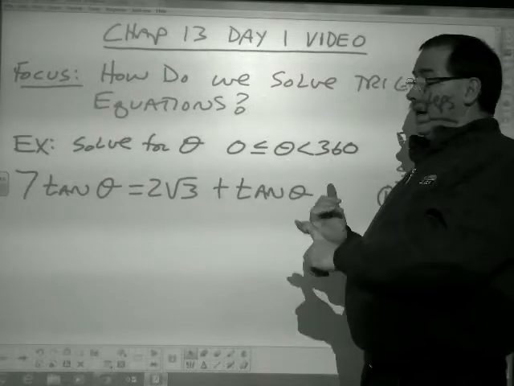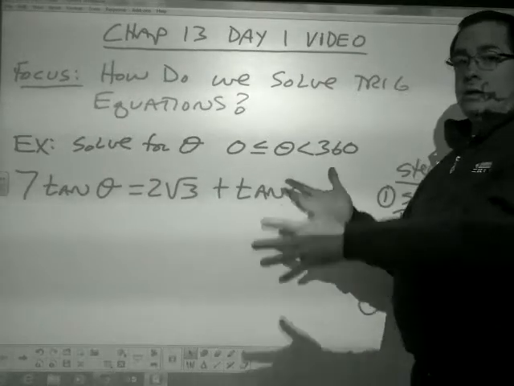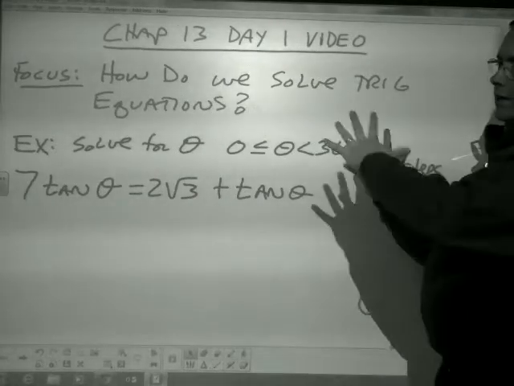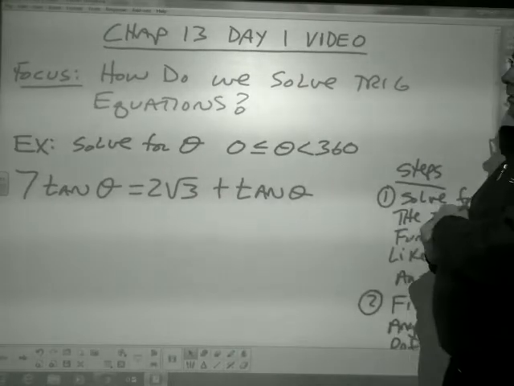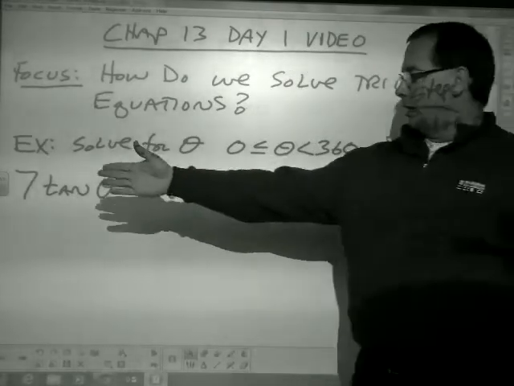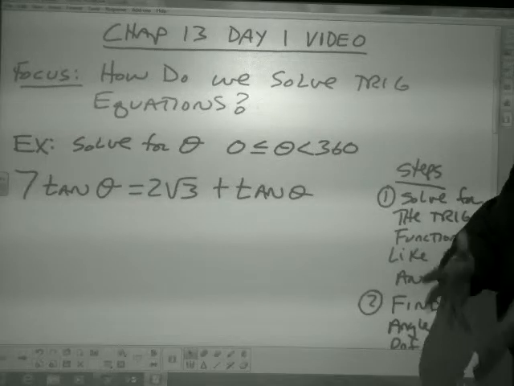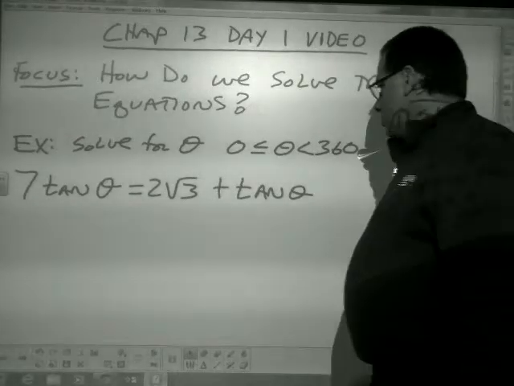Well, if it's x squared, we would know we need to get it equal to 0. If it's not x squared, we want to get x's on one side, numbers on the other. So right now I have 7 tangent. It's not a squared, so I want to get all the tangents to one side, numbers to the other. So let's solve this real quick.